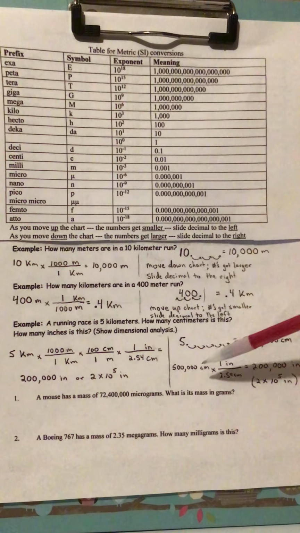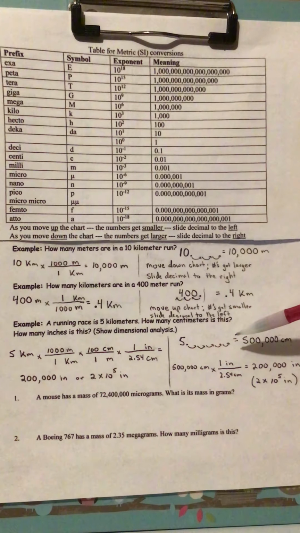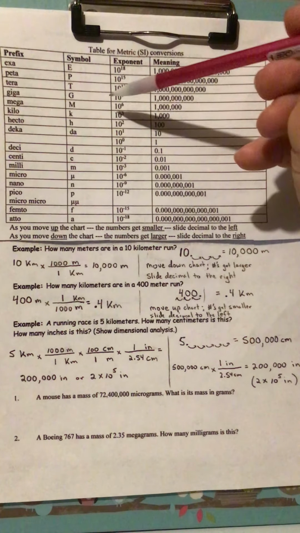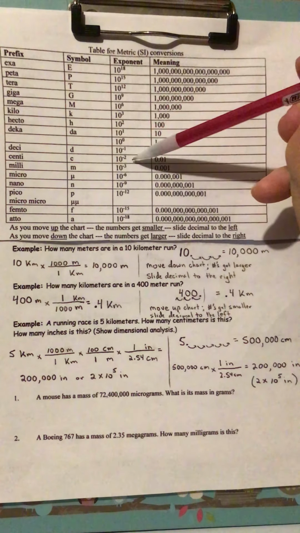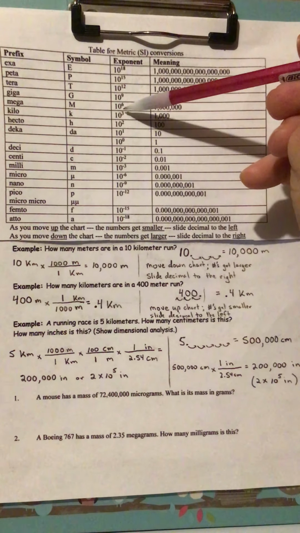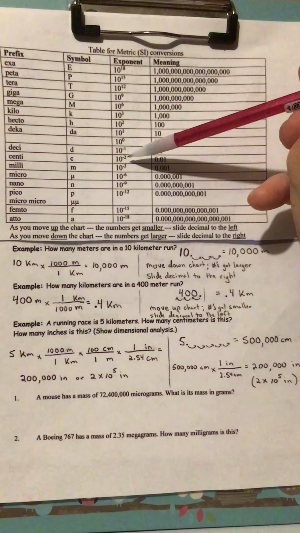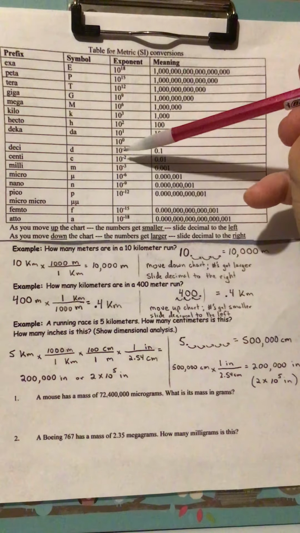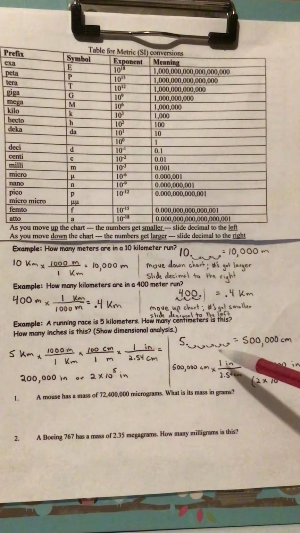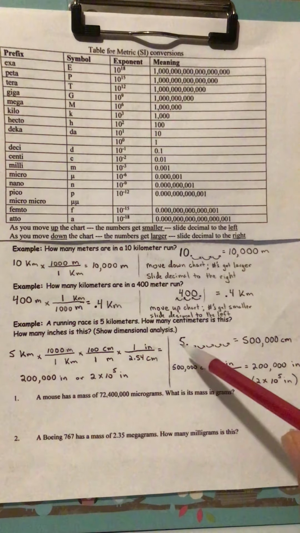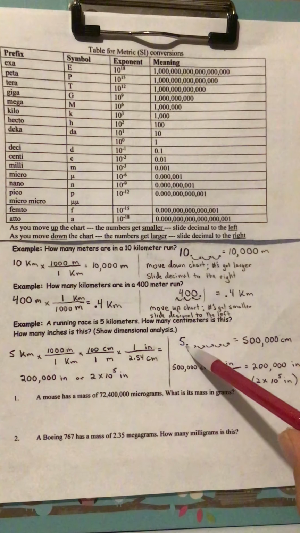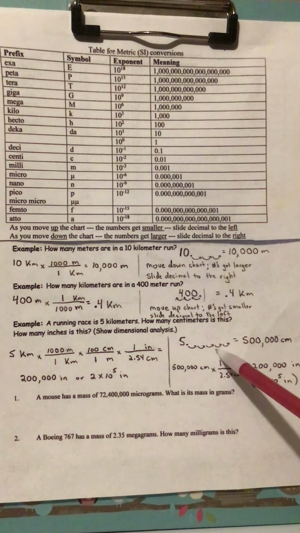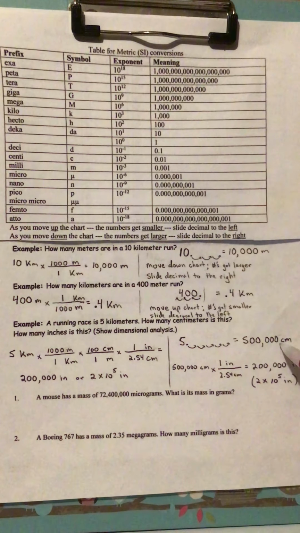What if I were doing the metric slide system? I'm starting with kilometers at 10 to the 3rd. I'm going to centimeters at 10 to the negative 2. So I'm going from 3 to negative 2, which is a movement of 1, 2, 3, 4, 5 places. So I'm going down the chart, so my numbers should get bigger. So I'm going to slide 5 places to the right. 1, 2, 3, 4, 5, and it becomes 500,000 centimeters.